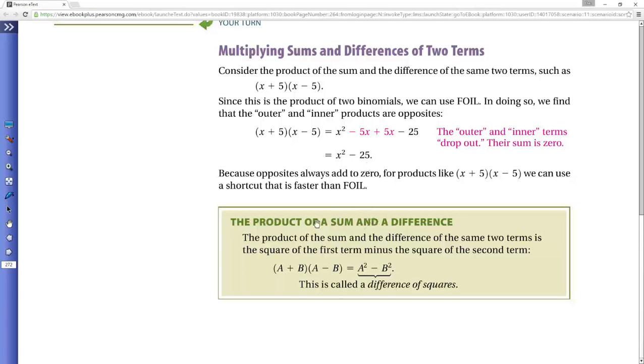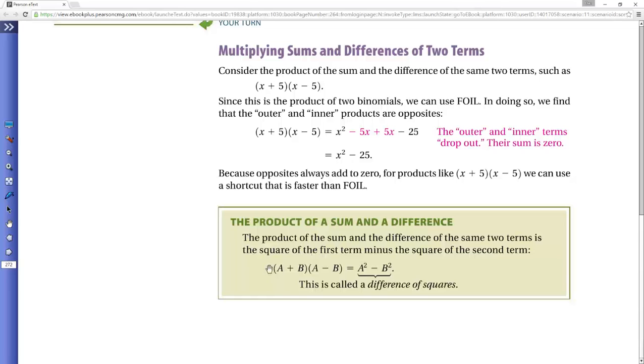Okay? Well, this product of a sum and a difference, in other words, the terms are pretty much the same. The first term and the second term are close. One is the opposite, right? One is an addition, one is a subtraction. We can use a shortcut which is quicker than FOIL. It's called the difference of squares.